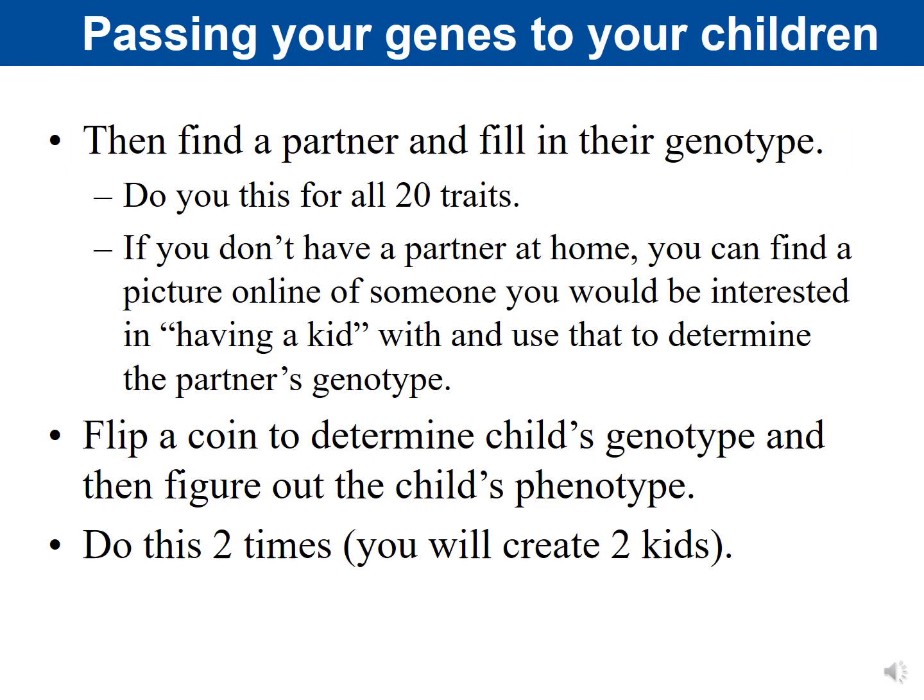So again, you're going to do this with you, fill in your genotype, fill in a partner's genotypes. Again, if you don't have a partner, find a picture online, use somebody in your house as your partner. It doesn't matter where that information comes from, but you need to put in some data for a partner. And then again, flip a coin to determine a child's genotype, and then based on the genotype, determine the phenotype. And you're going to do this 2 times to create 2 kids. And again, when you're done creating your 2 kids, you're going to draw what those kids look like.